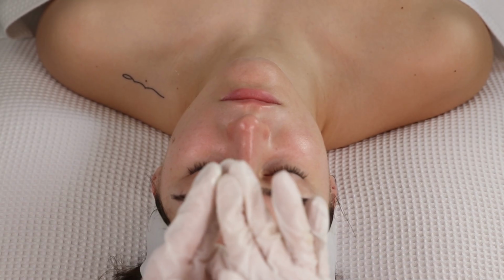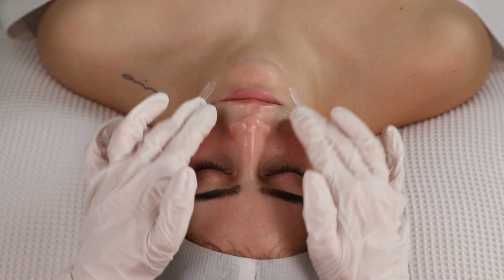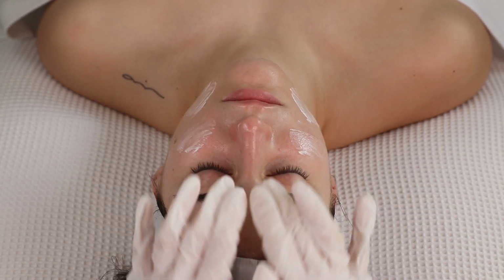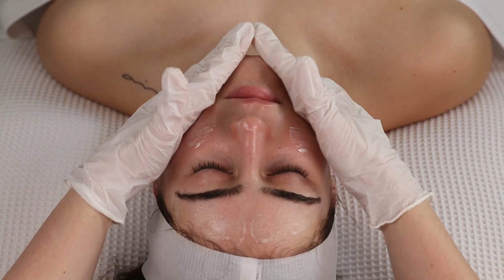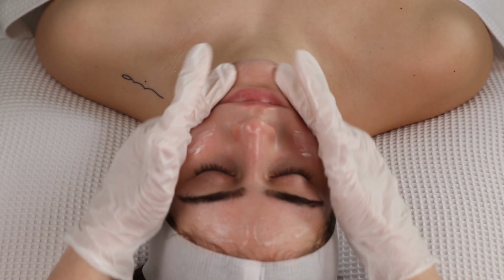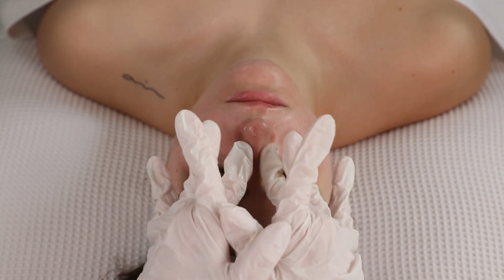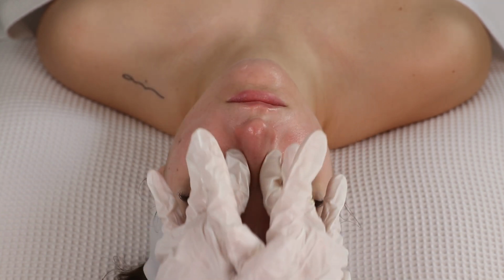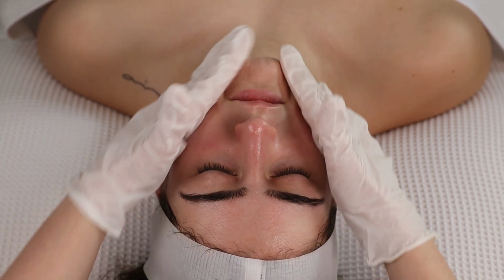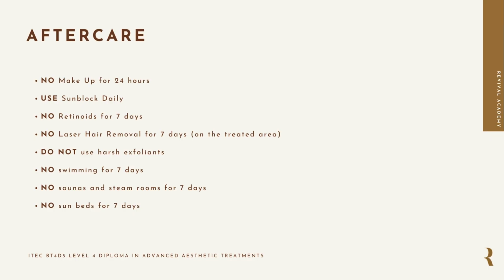Spread the product between your fingers and apply starting from the chin, moving up towards the jawline and the cheeks, the nose and the forehead. Use gliding and circular movements to apply the sunblock evenly all across the face. Once the sunblock is on, remember to take an after photo of the client and remove the headband. And then your treatment is finished.